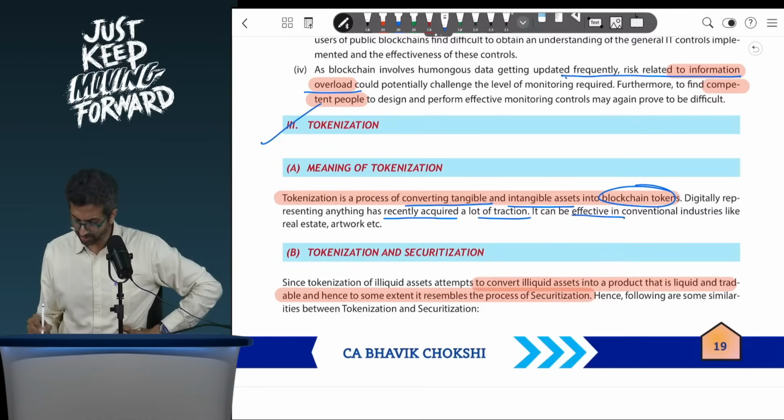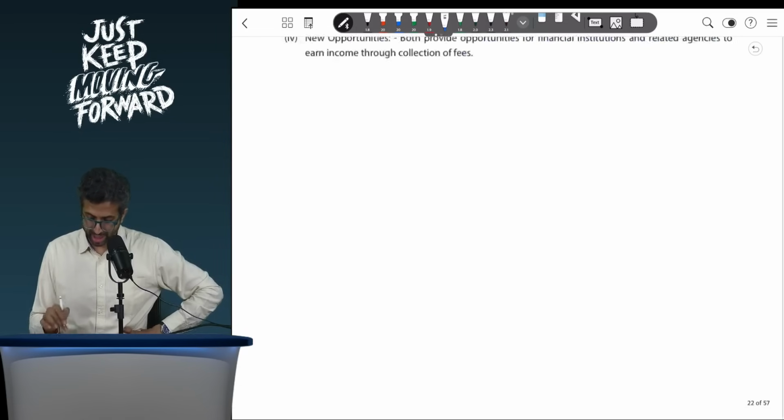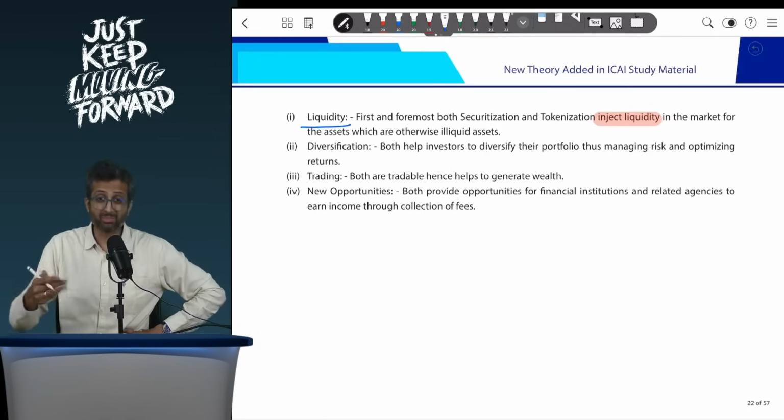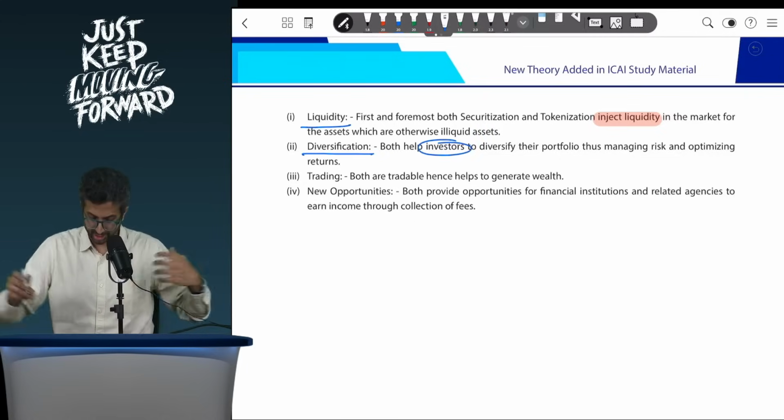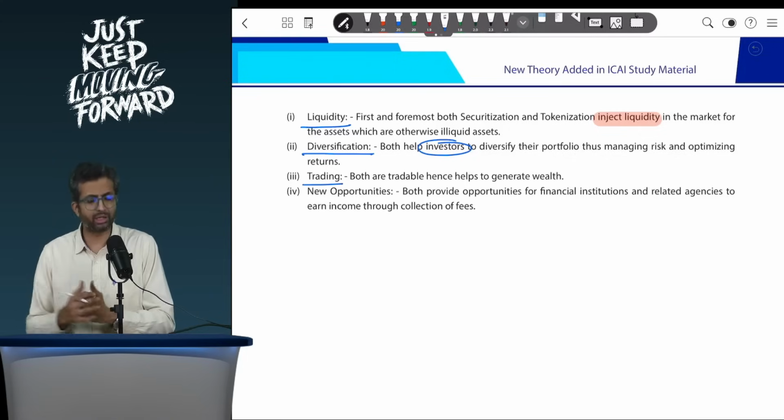It can effectively, in conventional industries like real estate, artwork, etc., tokenization and securitization are broadly similar. They convert illiquid assets into liquid and tradable items, and hence they resemble each other in process. There are certain similarities which have been outlined here. Liquidity: both of them convert illiquid items into liquid. Diversification: it helps investors diversify their portfolio as compared to pure equity, etc. Trading: they can be traded, and this is a new financial opportunity.